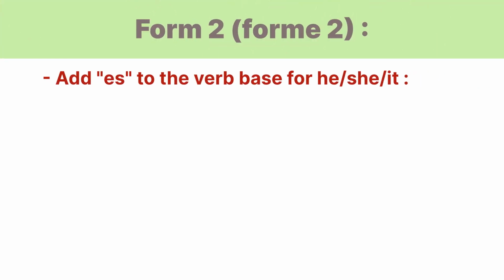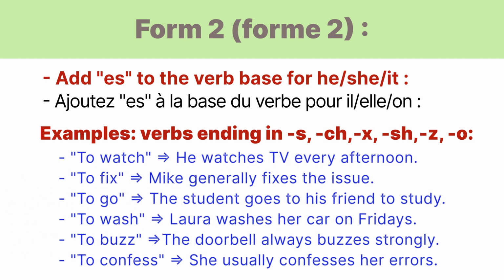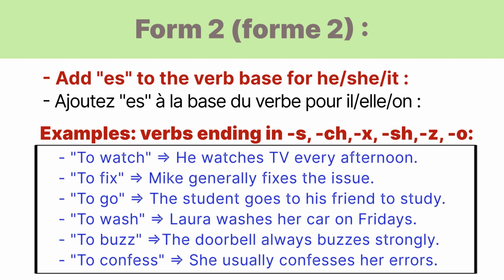Form 2. Add es to the verb base for he, she, it. Examples: verbs ending in s, ch, x, sh, z, o. To watch. He watches TV every afternoon. To fix. Mike generally fixes the issue. To go. The student goes to his friend to study.